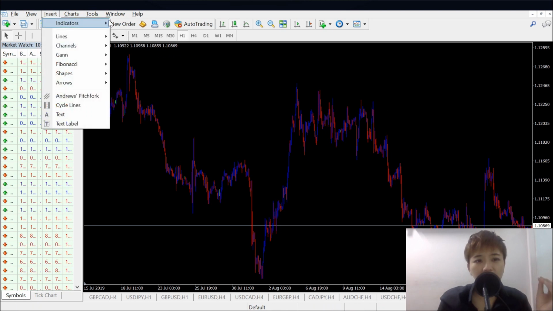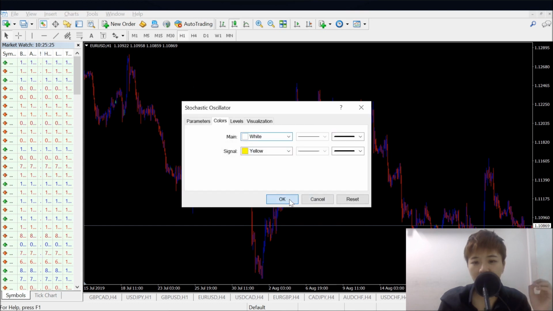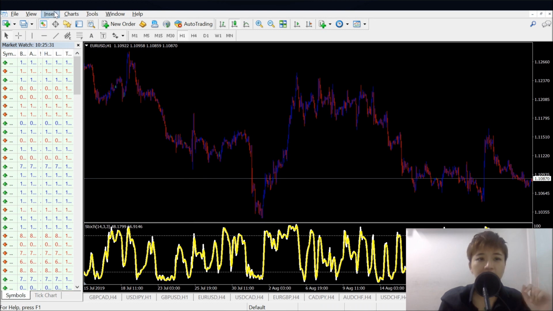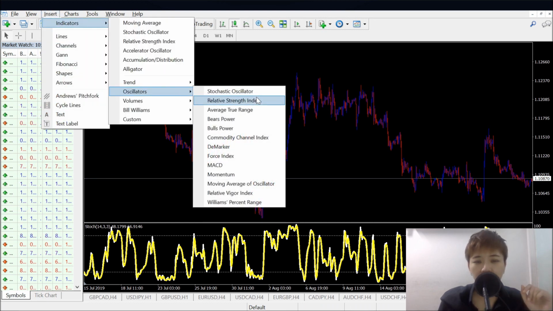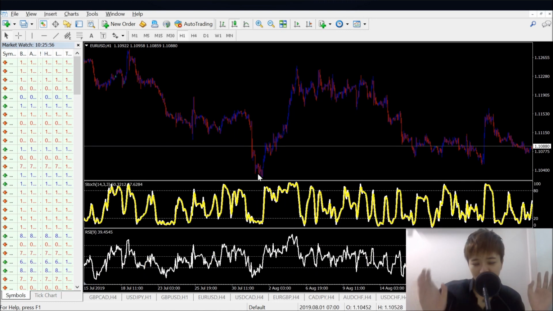Some of the momentum indicators, most of them, are called oscillators, and the more common one is the stochastic oscillator. Okay, so this is how it looks. I've already done a video on this, you can go and check it out. And also another very common one is RSI. Now I realize that there's a bit of similarity between stochastic and RSI.